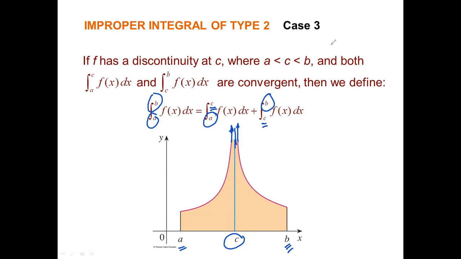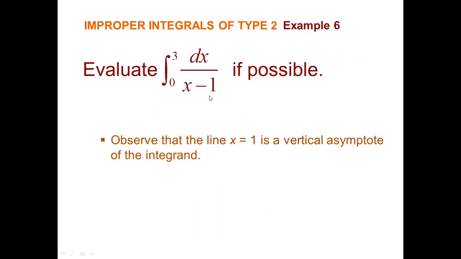Okay, I will clear the drawing, and then proceed with a specific example. So we have this. Evaluate dx over x minus 1 from 0 to 3, if possible. So it's a specific example. Now, if you look at it, it seems okay, meaning it is not an improper integral because your limits are not infinity.